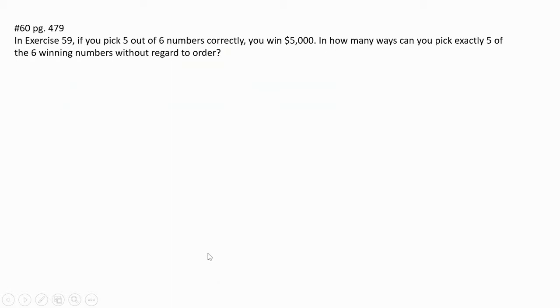Now, I believe I have two more problems to be done here. It says here, in exercise, this is number 60, page 479. In exercise 59, if you pick 5 out of 6 numbers correctly, you win $5,000. In how many ways can you pick exactly 5 out of 6 winning numbers without regard to order? So here, guys, is going to be a combination, right? So here's my solution.